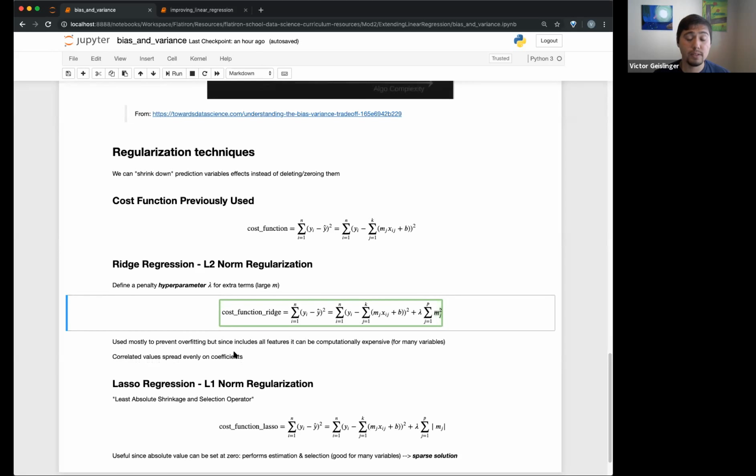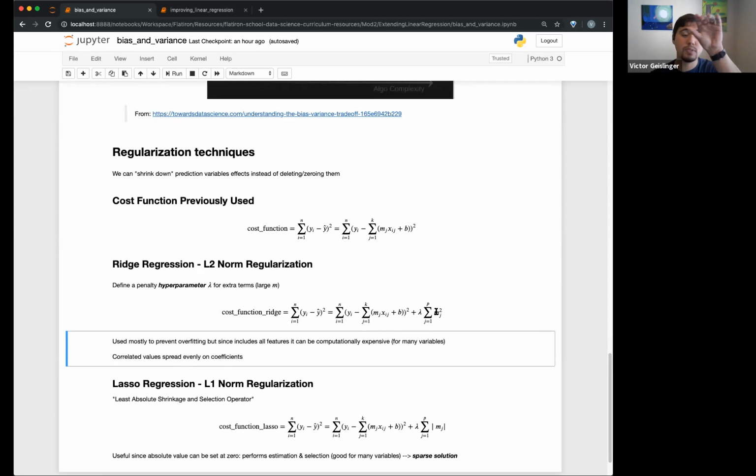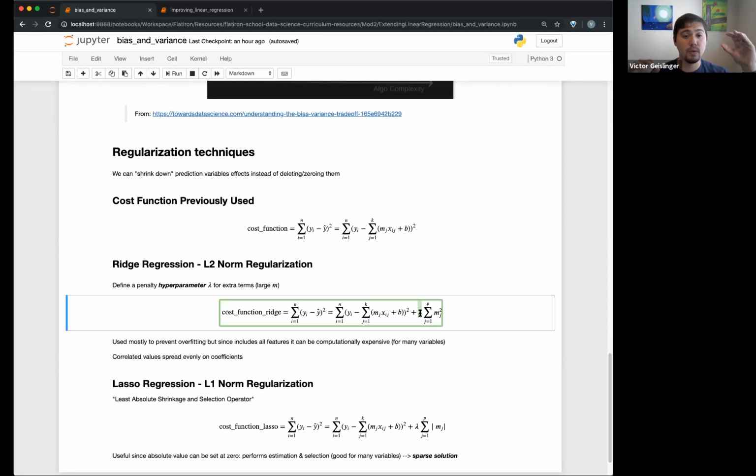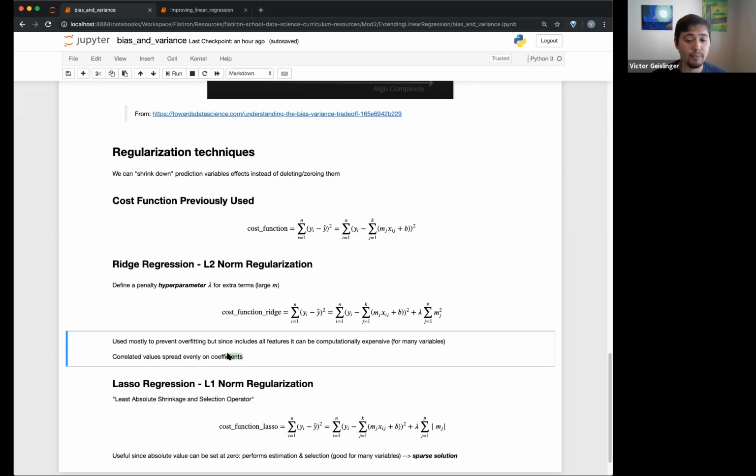But it's really good for correlated values, because the penalty is split across coefficients. So if M1, M2, M3 are all correlated in some factor, this will penalize it in a way that it won't get rid of any one correlated factor, but it'll reduce the coefficients. So the coefficients are more on par with each other, and you're not double counting, essentially. So this is useful for that correlation factor, okay?